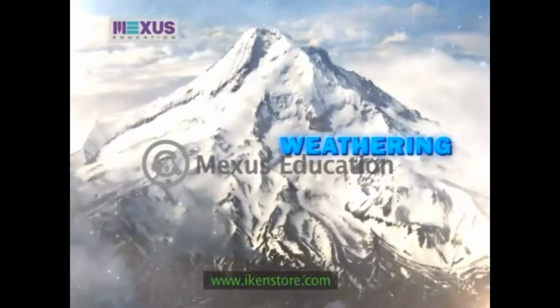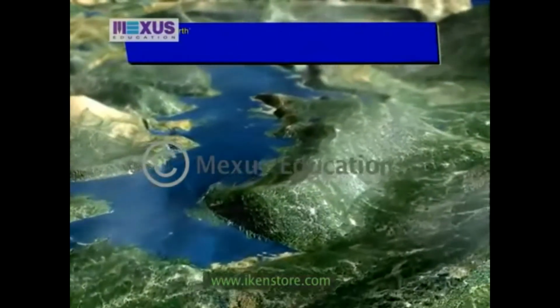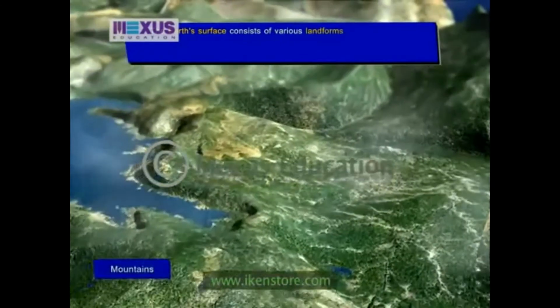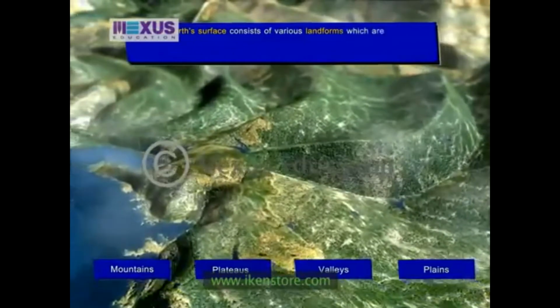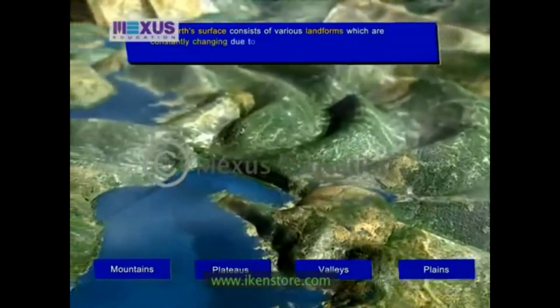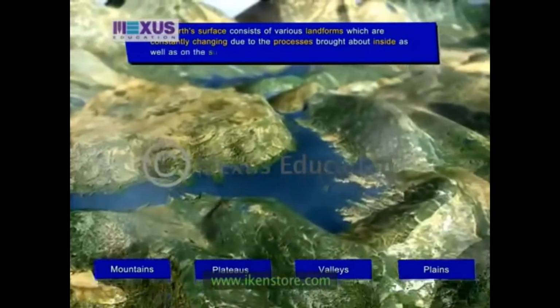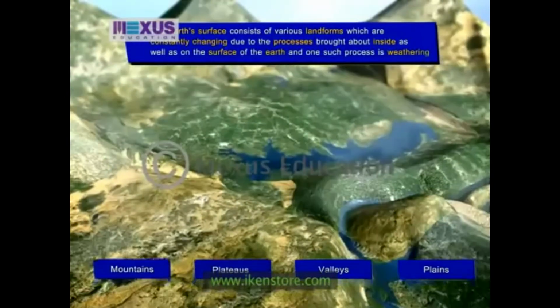Weathering. The Earth's surface consists of a variety of landforms such as mountains, plateaus, plains and valleys, which are constantly changing due to the processes brought about inside the Earth as well as on its surface. One such process is weathering.